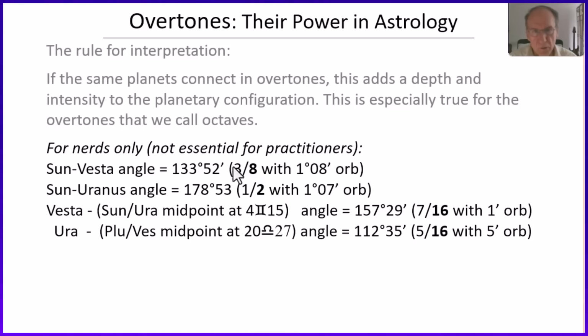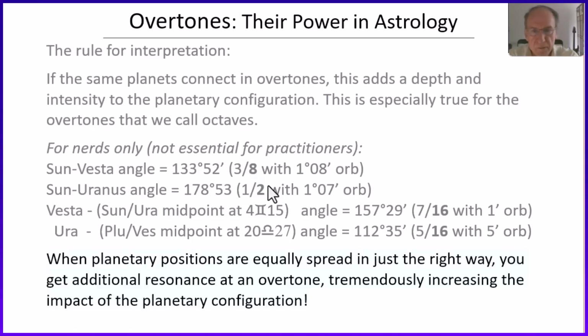And I put here, for nerds only, these are the angular distances in the natal chart. If you wanted to analyze this in great detail, we don't need to do that. These vibrational charts and everything, all you have to know is what I told you. But if you'd like to get into the fine numbers, I made some notes here. You can pause this and work your way through it and see what's going on. So there it is, kind of highlighted a little bit. When planetary positions are equally spread in just the right way, you get additional resonance at an overtone, tremendously increasing the impact of the planetary configuration.